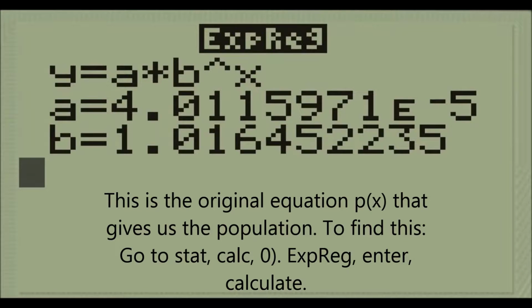This is the original equation P of x that gives us the population. To find this, go to Stat, Calc, 0, which is ExpReg, enter, and then calculate.